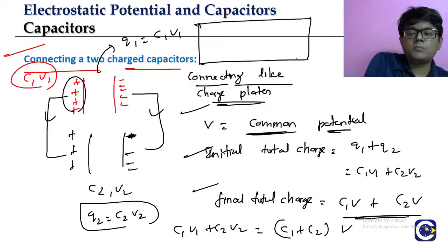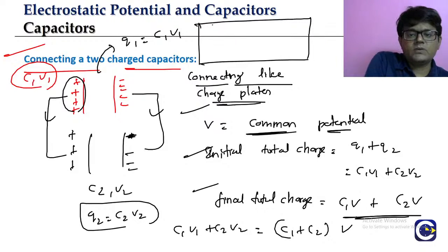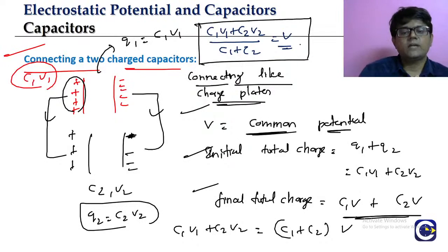From that we get the value of the common potential. Bring the C1 plus C2 from the right side to the left side, it will go to the denominator. So the common potential is C1 V1 plus C2 V2 divided by C1 plus C2. This is the final common potential.